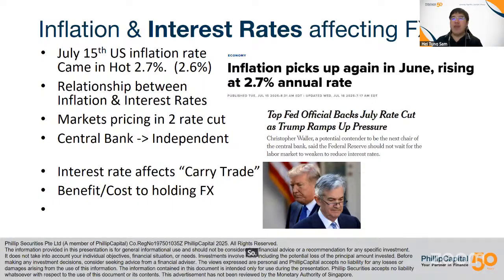So interest rates are very sensitive in FX because of the carry trade, and it is a cost or benefit to holding FX. And with the US being the reserve currency, generally it will set the basis for other countries. But in most countries around the world, interest rates have been dropping, while the US has been maintaining at about 4.5, which is relatively high compared to other countries.